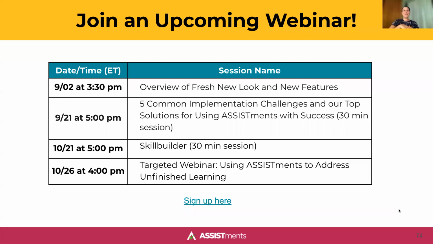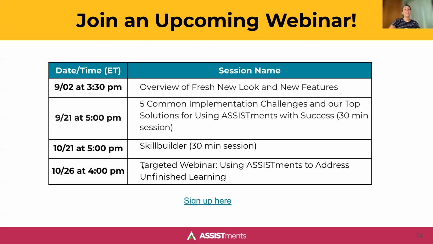Just want to highlight that we do have some other sessions coming up in September and October. 5 common implementation challenges. Once you get into an ASSISTments routine, this may be a 30-minute session that you want to join to think about some solutions to some common problems. If you're interested in skill builders, we have a 30-minute session dedicated just to skill builders, how to assign them, how to read the data reports, what you can do with that data.